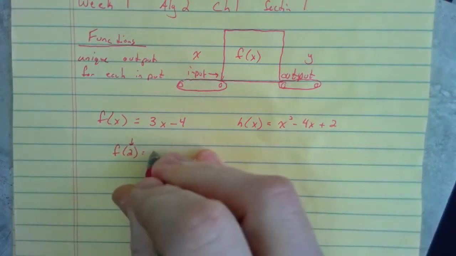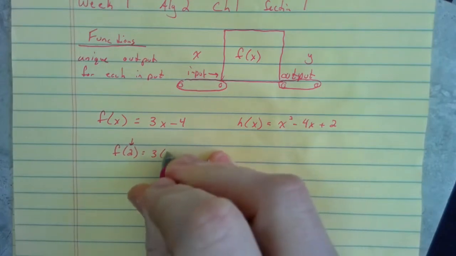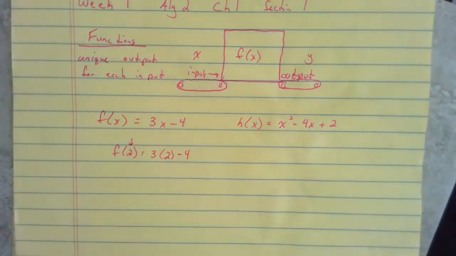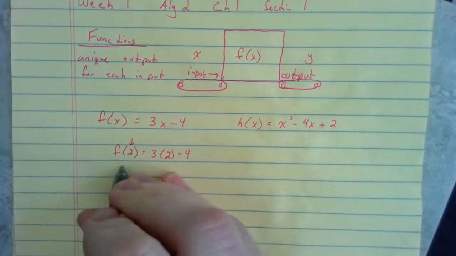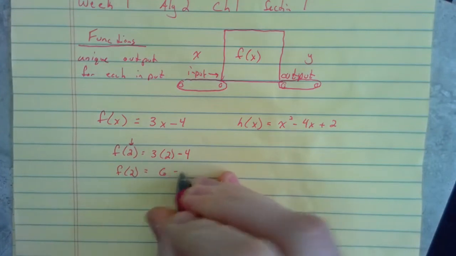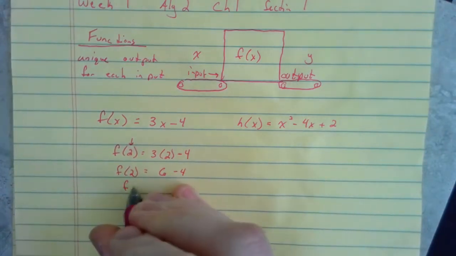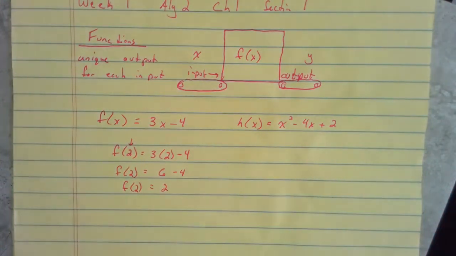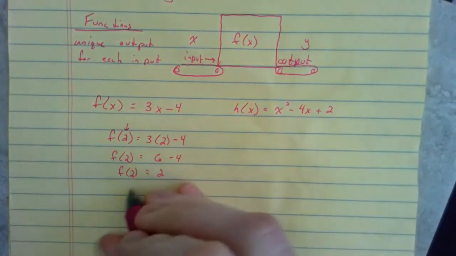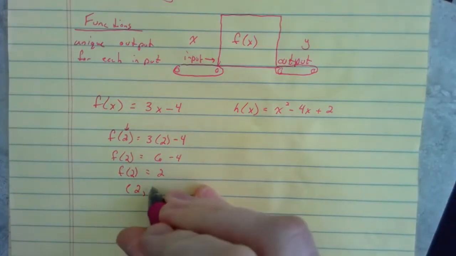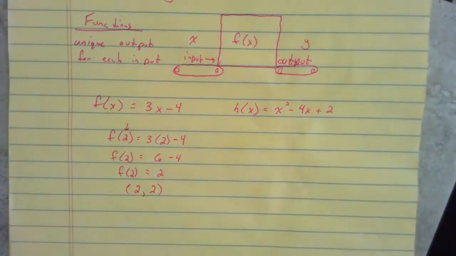So this will be 3 times 2 minus 4. And then I'll just simplify this. So f of 2, 3 times 2 is 6, minus 4 is 2. So f of 2 is equal to 2. Now we can write our solution to this as an ordered pair. That'll be a point like 2, which is my input, followed by 2, which happens to also be my output.